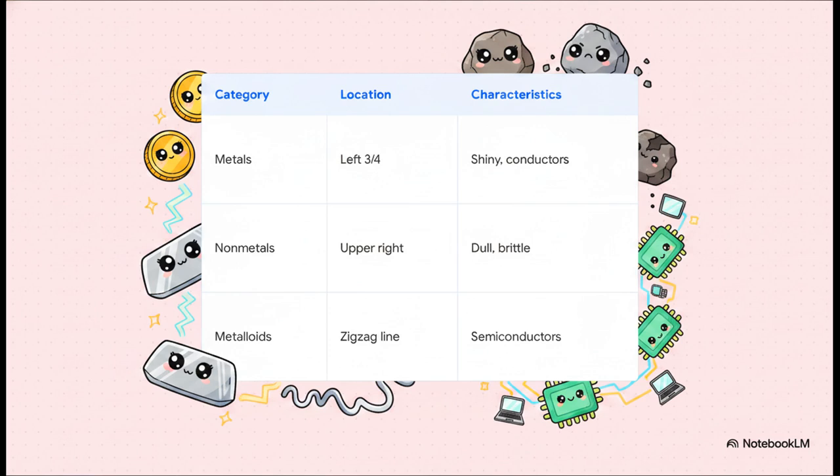But right in the middle, dividing those two giant groups, is this diagonal zigzag line of metalloids. These are our rule breakers. They have intermediate properties. They act as semiconductors, meaning they can conduct electricity, but only under specific, highly controlled conditions. And because of that one unique trait, metalloids like silicon form the absolute beating heart of every modern computer, microchip, and smartphone we use today.